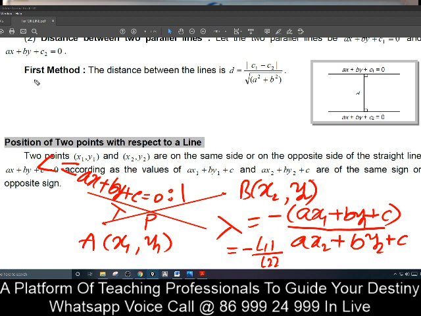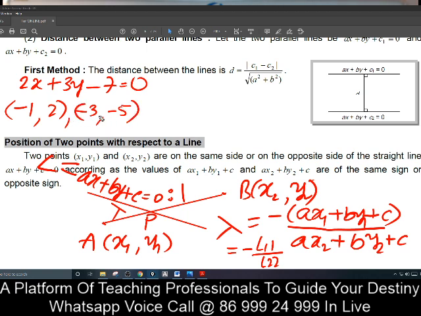Let me write a line equation here: 2x plus 3y minus 7 equal to 0. Let me take two points here: minus 1, 2 and minus 3, minus 5. Our interest is whether the two points are lying on the same side of the line or opposite sides of the line. Then this formula is to be utilized.